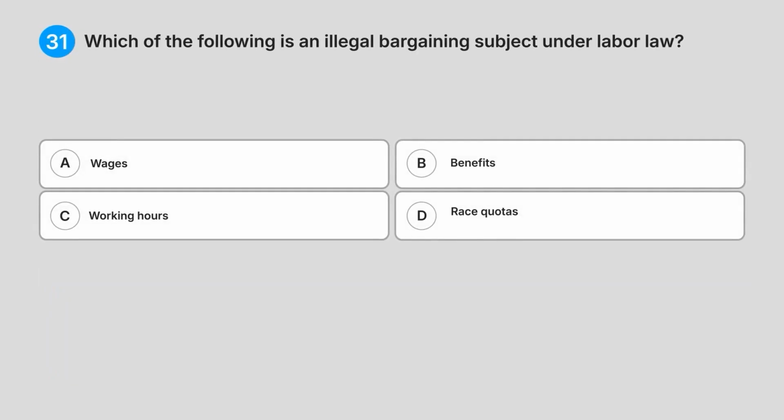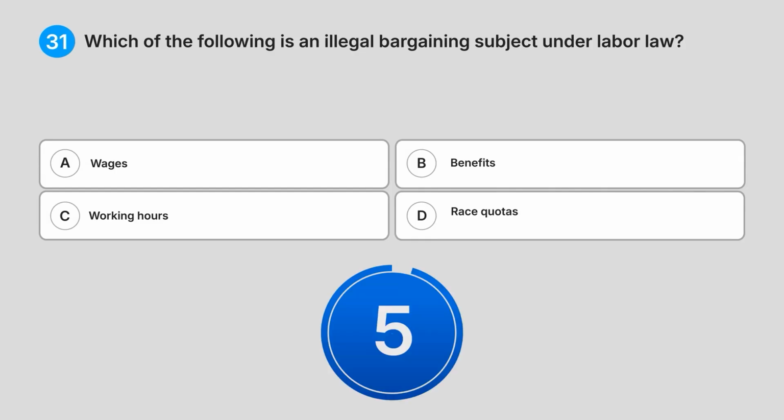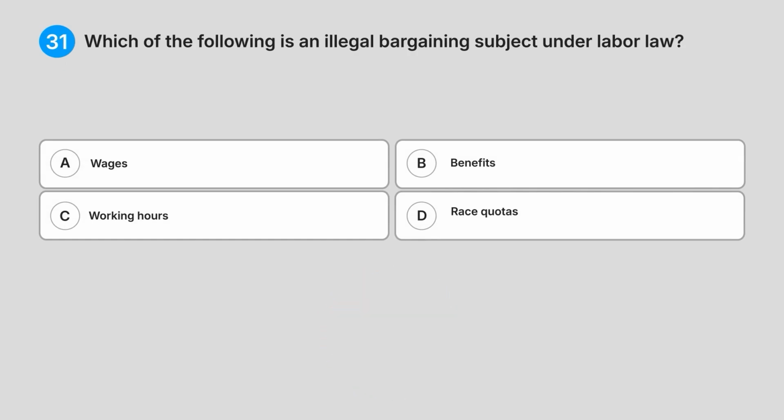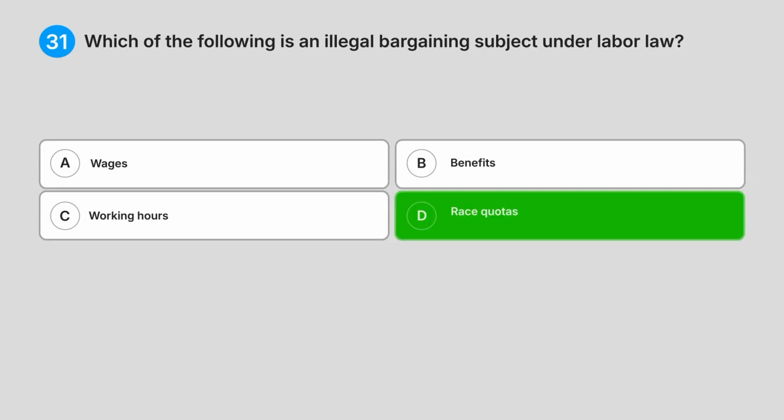31. Which of the following is an illegal bargaining subject under labour law? A. Wages. B. Benefits. C. Working hours. D. Race quotas. What do you think is the answer? Correct answer, D. Race quotas.